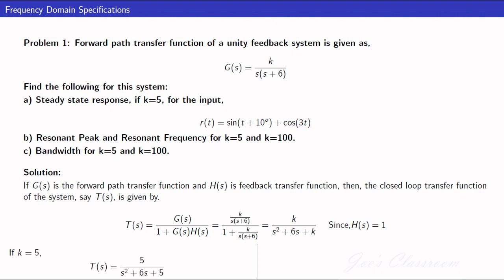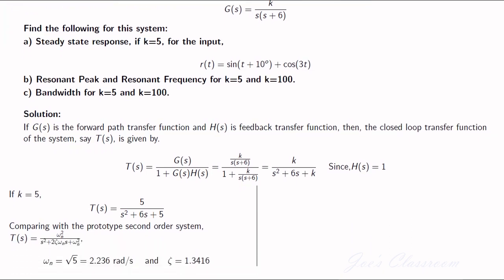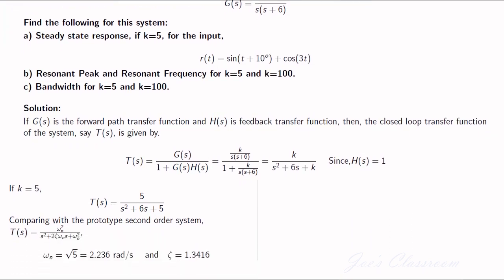We need to calculate all these things for K values of 5 and 100. Let us find the transfer function for K equal to 5 as well as 100. You can just substitute the value of K by 5 first. Also, to calculate the resonant peak, resonant frequency and bandwidth, we need the damping ratio, that is the zeta value. So how can we find the zeta value?